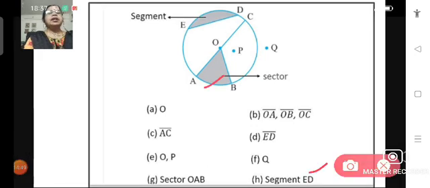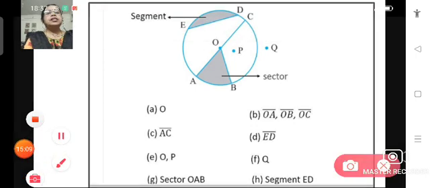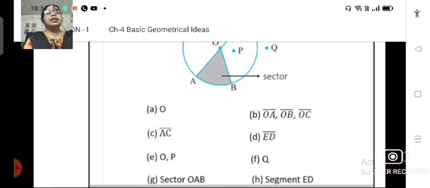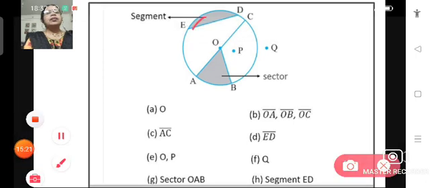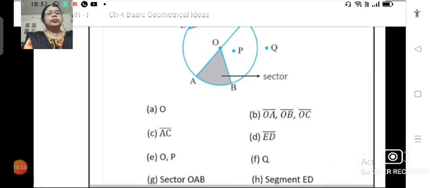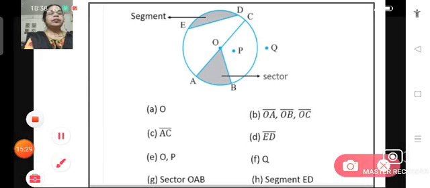And what is a segment? Segment is the region in the interior of the circle bound by a chord and an arc. So ED is the segment of the circle, and we can take ED as the arc. A part on the circumference of the circle is an arc.